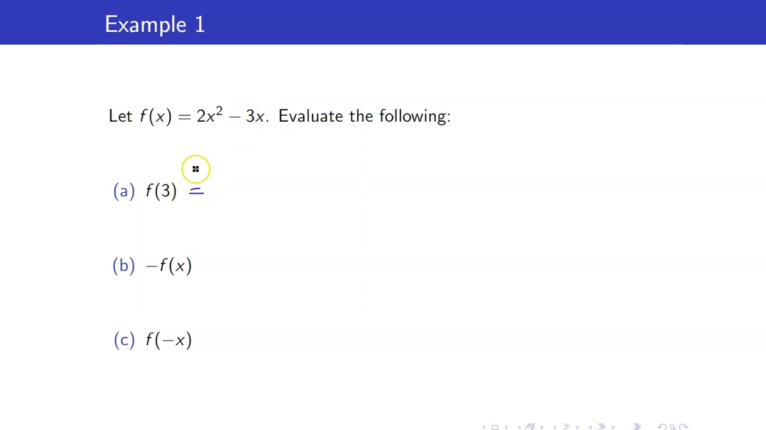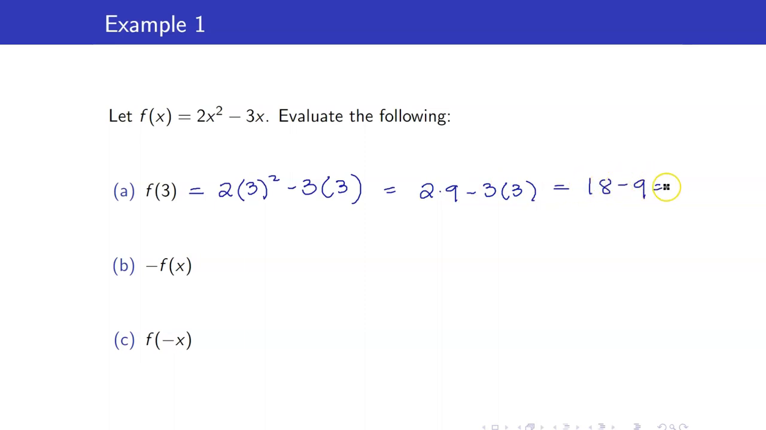So hence, what is now f of 3? F of 3 is going to be, the input is 3, so we have 2 times 3 squared minus 3 times 3. I am just substituting 3 for x. So this is PEMDAS. You perform the exponent first. So 2 times 9. So we get 18 minus 9, which is equal to 9.